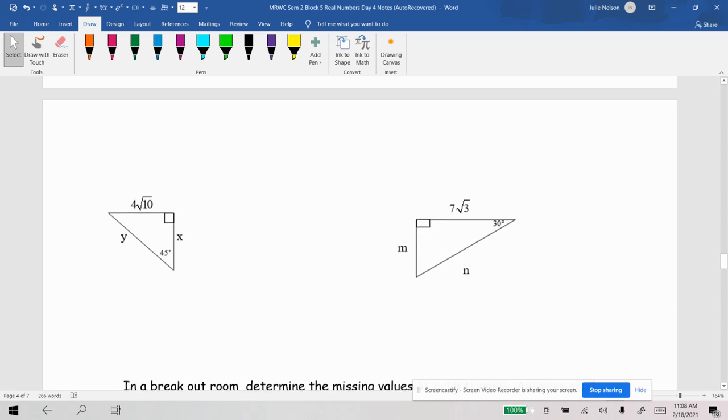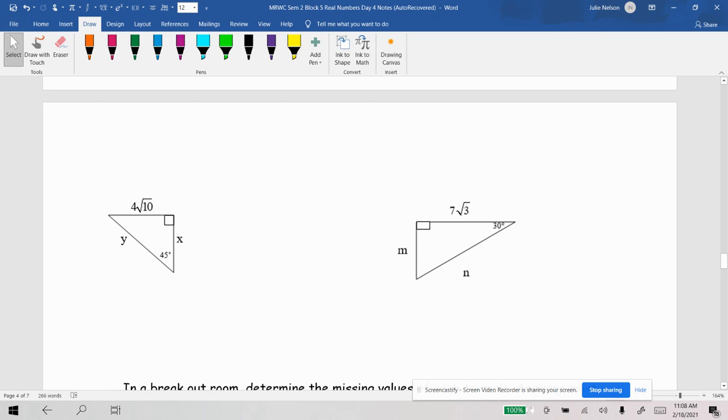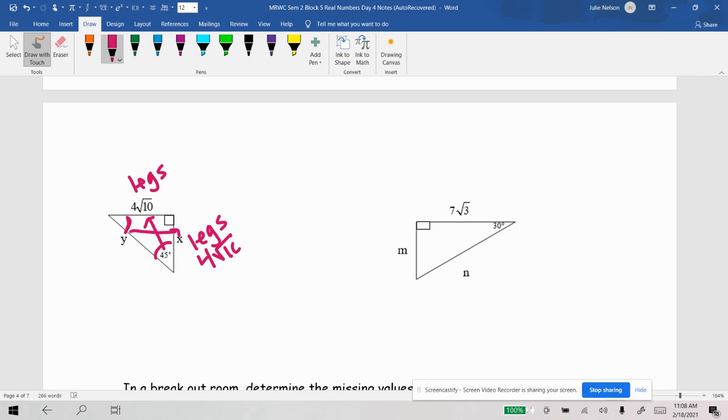Let's take a look at these next ones. So I have a 45, 45, 90 and a 30, 60, 90. So let's go back to the 45, 45, 90. So again, I'm going to look for my 45 degrees. And these right here, these are my legs, right? These legs are equal because the degrees are equal. So if the one leg is 4 square root of 10, the other leg is 4 square root of 10. And the hypotenuse is always the leg times square root of 2.